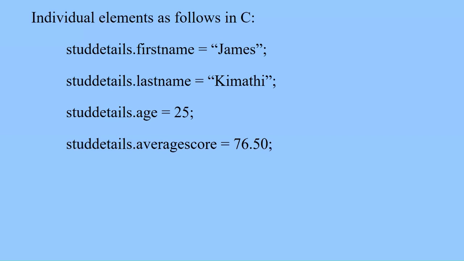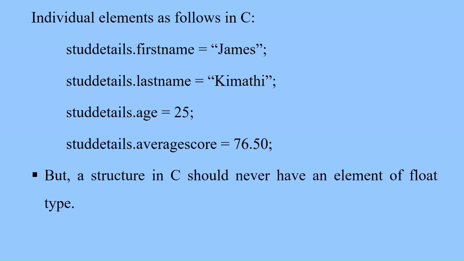So you can see we have the object dot the member, equals as the assignment operator, and then the value. But a structure in C should never have an element of float type.